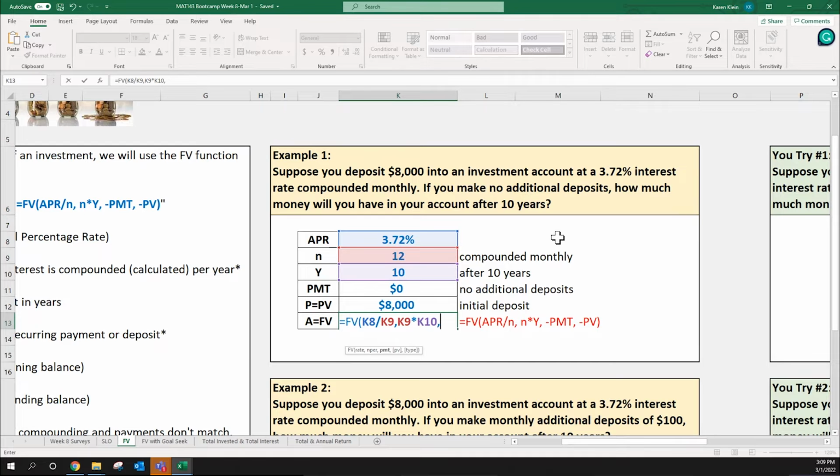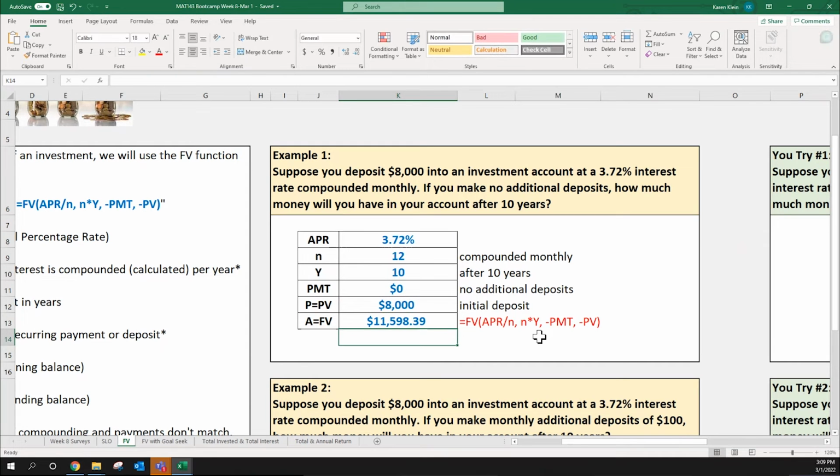And then we say comma, and then you say minus the PMT amount, the monthly deposits. So it'll be minus K11 in this case. And then we have one more input, and that would be to say minus our PV. And then we end our parentheses and hit enter. Now, if I put all of those inputs in correctly, we should get the amount $11,900, sorry, $598.39. This is how much would be in this account after 10 years.